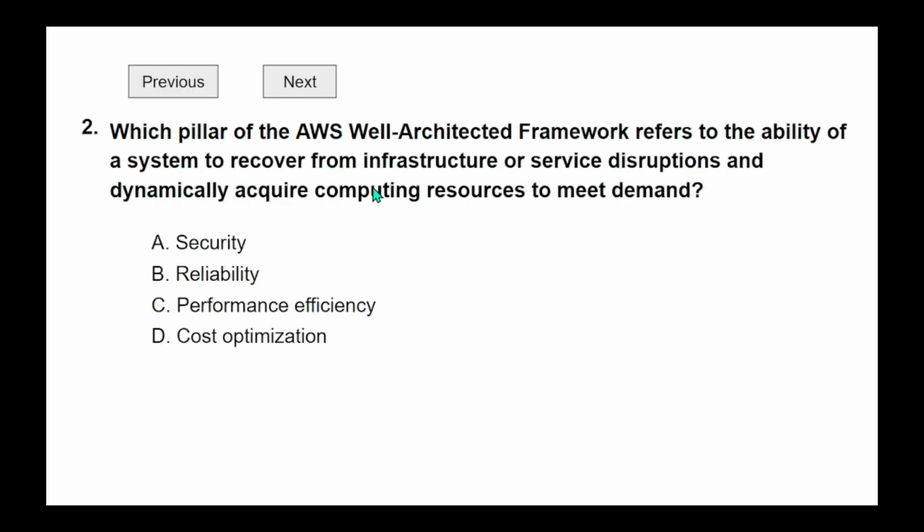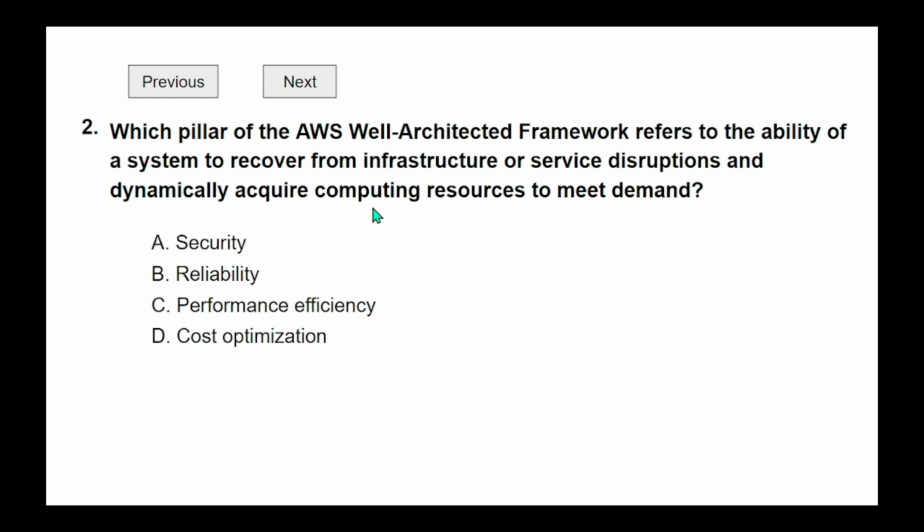Question 2. Which pillar of the AWS well-architected framework refers to the ability of a system to recover from infrastructure or service disruptions and dynamically acquire computing resources to meet demand? Option A, is it security? Option B, is it reliability? Option C, is it performance efficiency? Option D, cost optimization.